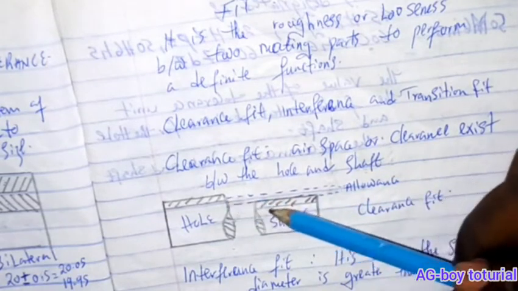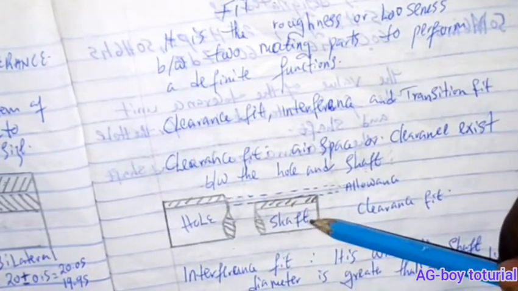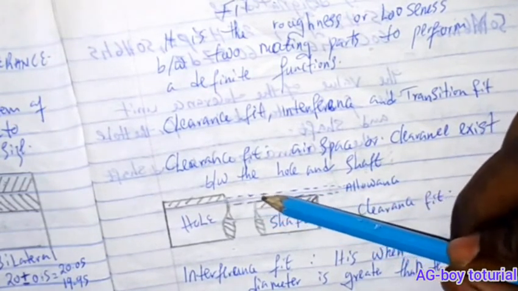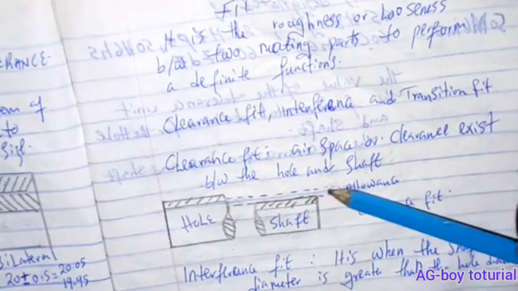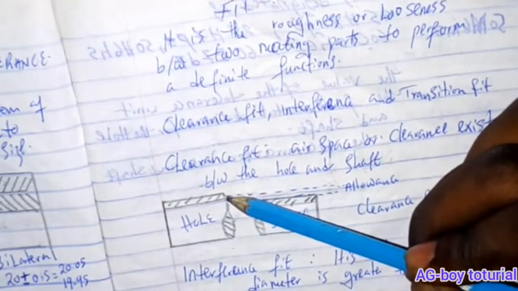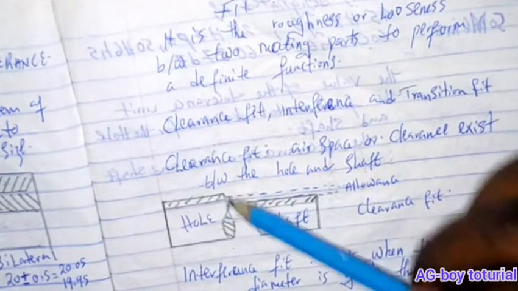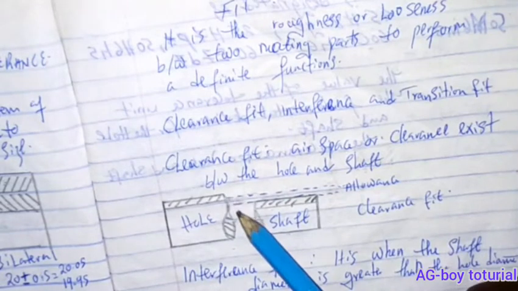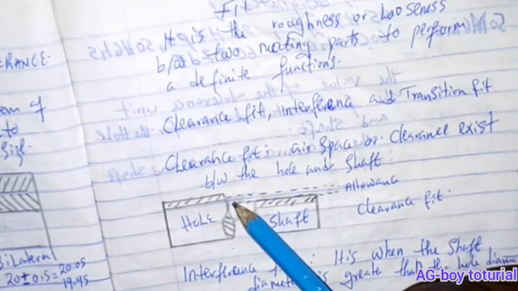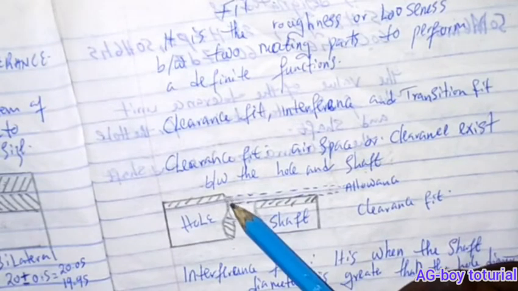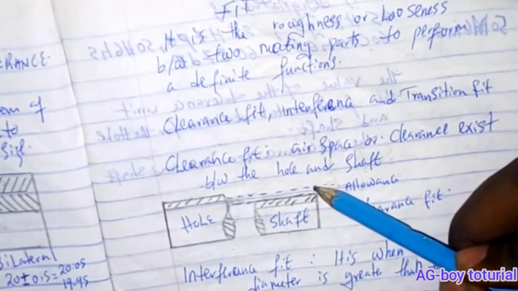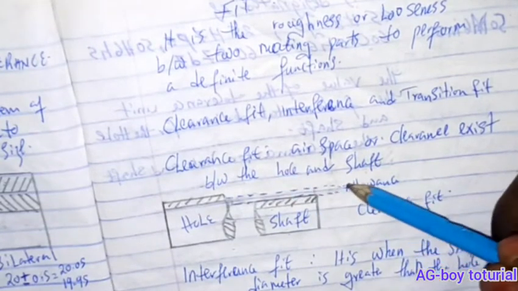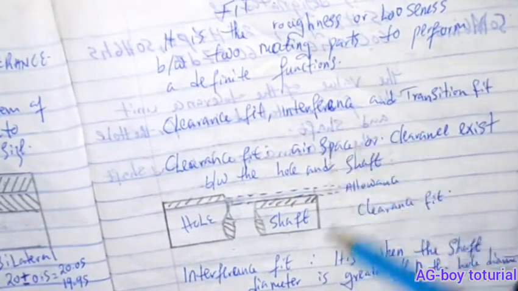Now this is my diagram. This is my hole and this is my shaft. If you check between the hole and the shaft, there is a space in between. Now let me say, if you trace it down from here, which is the lower limit of my hole, down to the upper limit of my shaft, there is an allowance for these two sides. Look, there is an allowance between this point and this point, so that makes it a clearance fit. Understand?